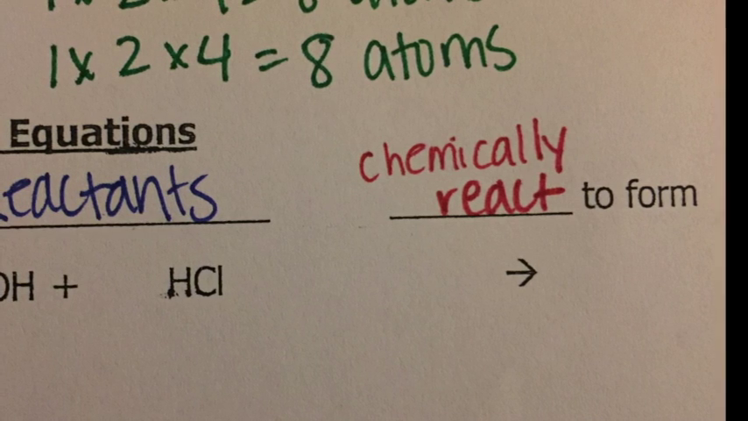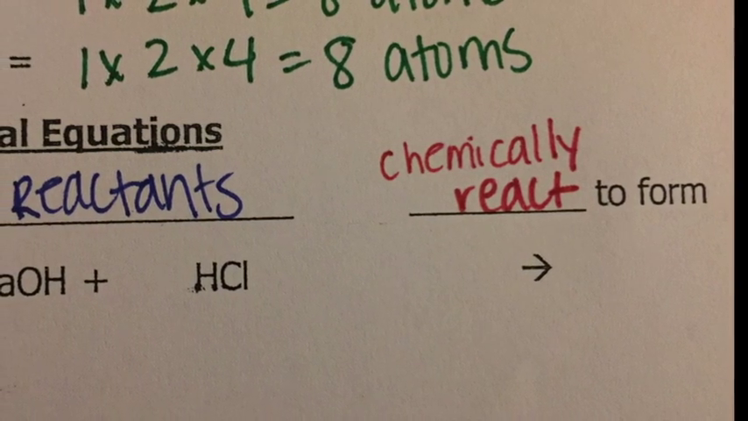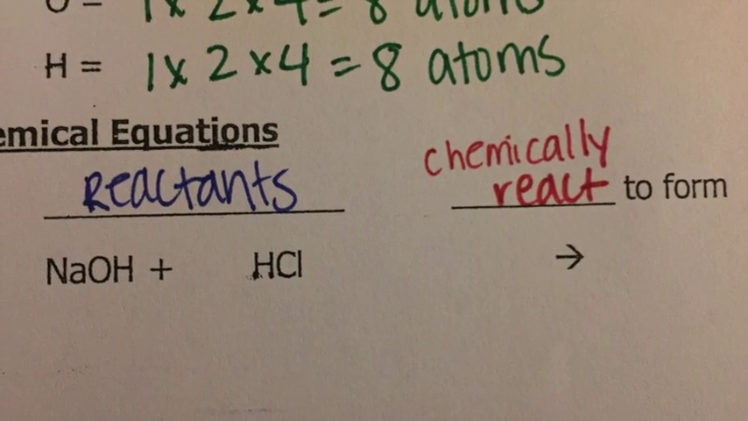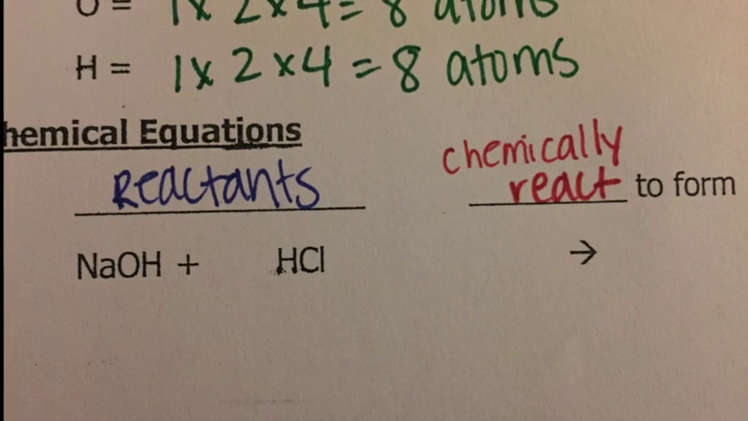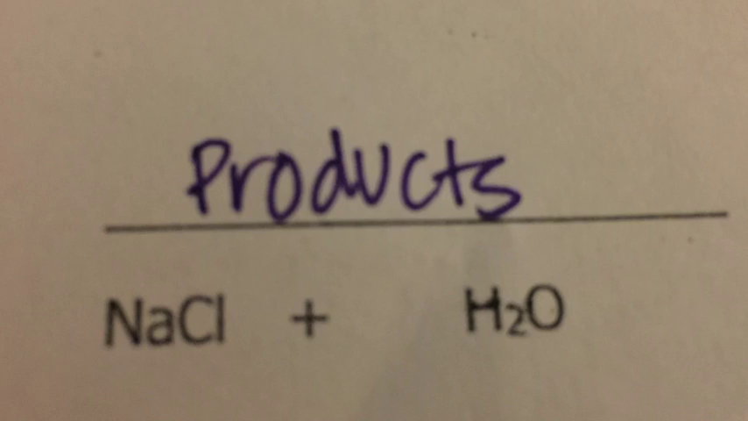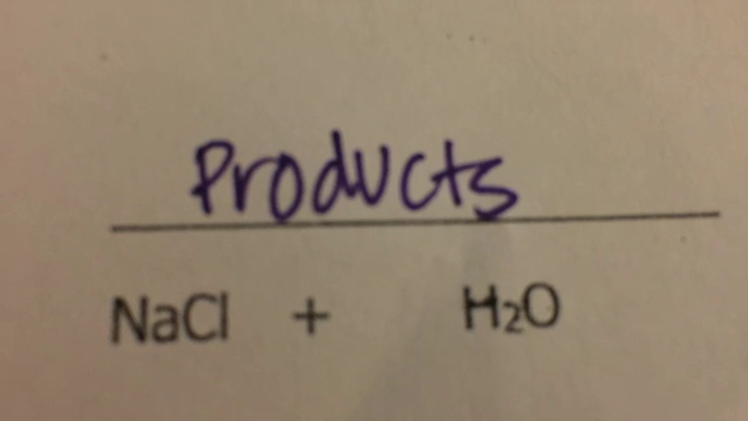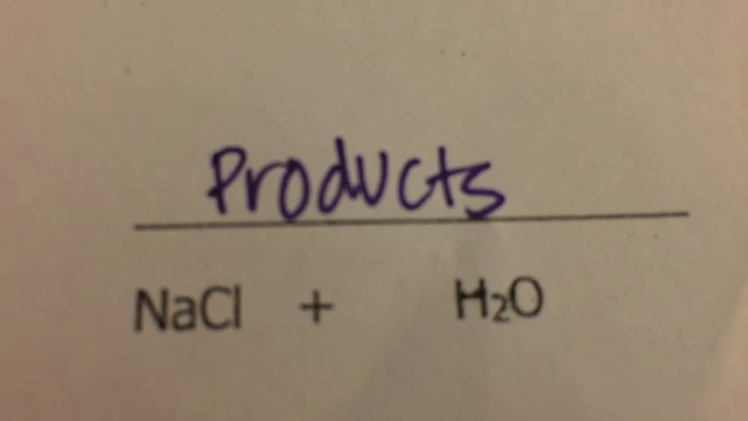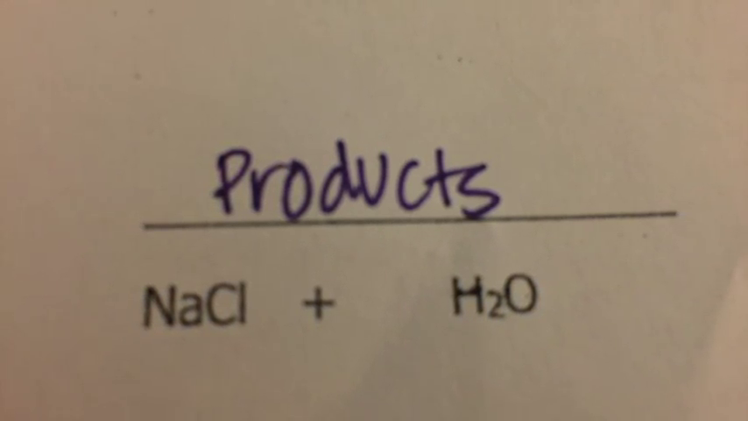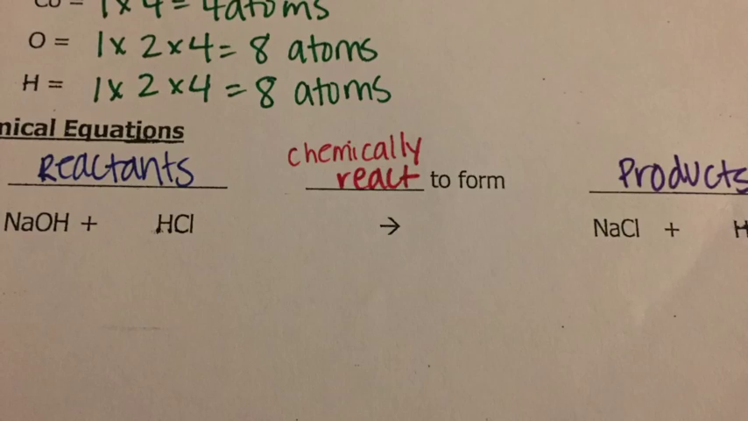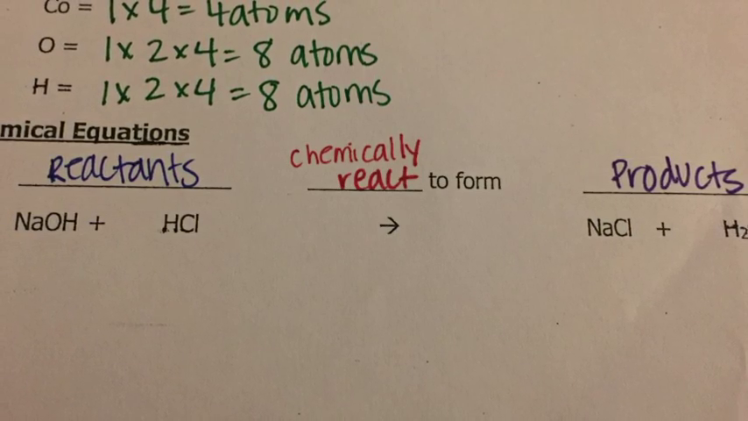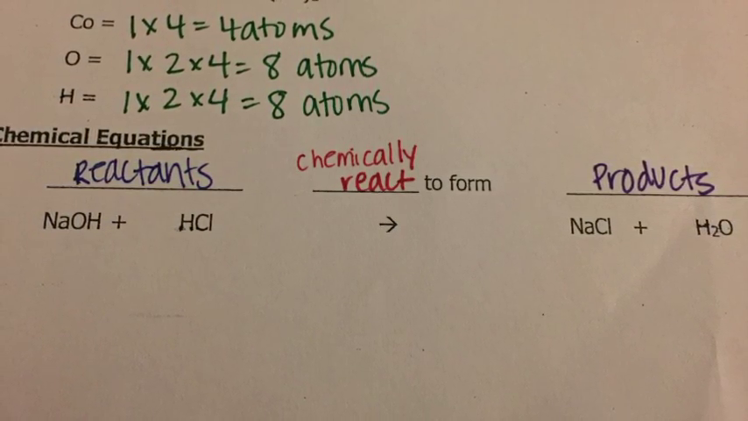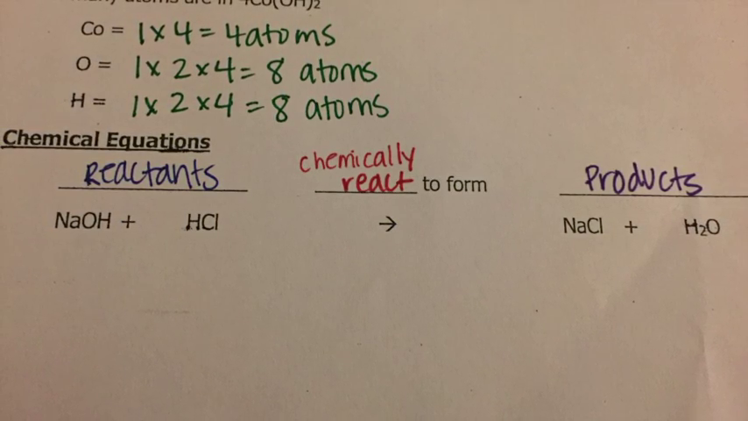Every chemical equation also has an arrow, and that arrow is telling us that a chemical reaction is happening, or that our reactants are chemically reacting to form the rest of our equation. And then every chemical equation also has products. Products are everything that are to the right of the arrow or at the end of our chemical equation, and that's what is formed by a chemical reaction. So every chemical equation is going to have reactants on the left, or our starting materials. They chemically react to form our products or our ending materials on the right.